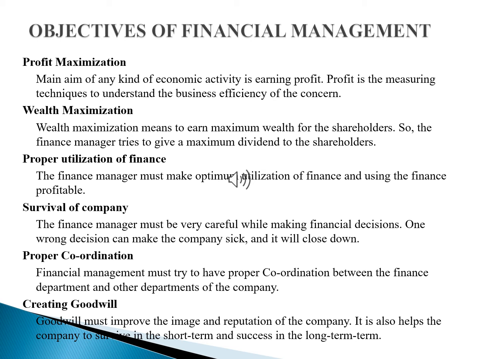Objectives of financial management: profit maximization, wealth maximization, proper utilization of finance, survival of company, proper coordination and creating goodwill. Now I explain profit maximization. What is profit? The main aim of any kind of economic activity is earning profit. Profit is the measuring technique used to understand the business efficiency of the concern.